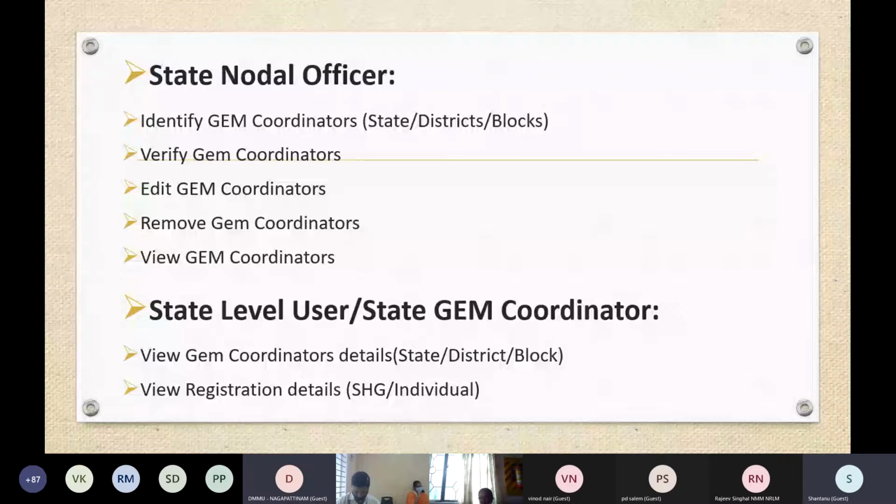Then there is a provision to view the GeM coordinators list, so that at the nodal officer level, he can view the list of GeM coordinators at the state, district, and block levels under his login. So these are the activities the nodal officer will do. I think everybody is now clear. I think almost all the states have started identification of the GeM coordinators. Few states maybe not yet.